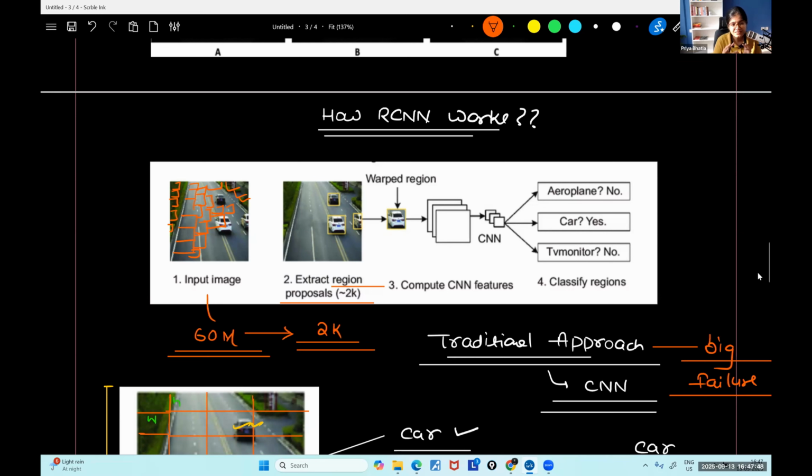Now, from these 2K regions, we can apply a CNN based architecture to further classify whether the picture belongs to a car or not. But here we have done an optimization, right? Instead of directly feeding the 60 million input images, permutations and combinations, directly to a CNN and then applying a softmax layer for multi-class classification, or a sigmoid layer for binary classification, can't we do an optimization before that? So here this optimization is being done.